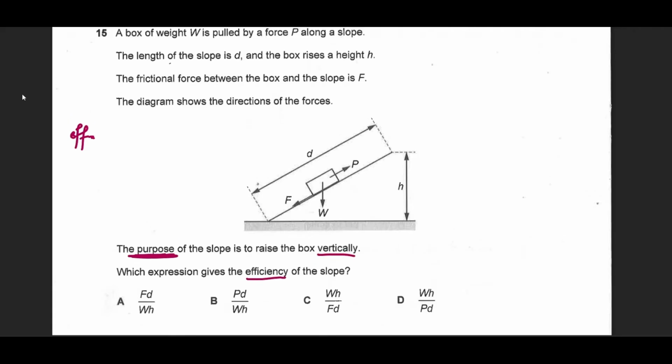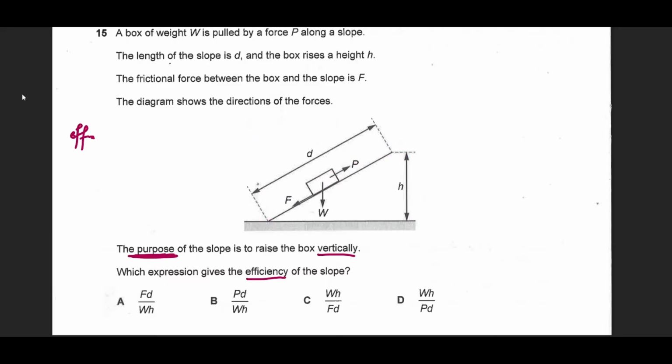So what it is trying to do is raise the box from this level up to a vertical height of this level, either at this location or at this location. It does not matter what path it takes. It wants to make sure that it moves up vertically. So this was the task. This is the job of the system.